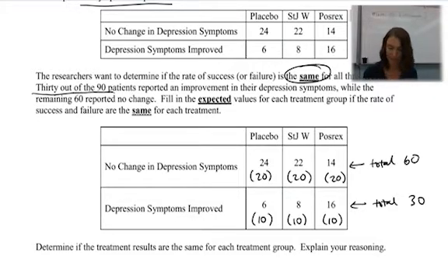Now, in this case, it was pretty easy to figure out what the expected values were. Sometimes it's a little bit more difficult. So we can actually use our calculator to help us find these expected counts for the chi-squared test for homogeneity. We don't just have one list of values, and we don't have 2 separate lists like we've seen before. This is one group of people, 60 people reported no change in depression symptoms, while 30 reported that their depression symptoms improved. So with these types of problems, we need to use a matrix.